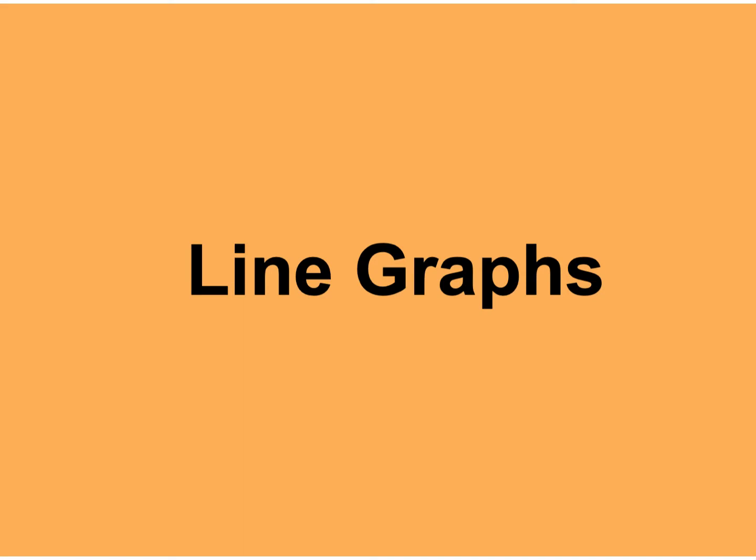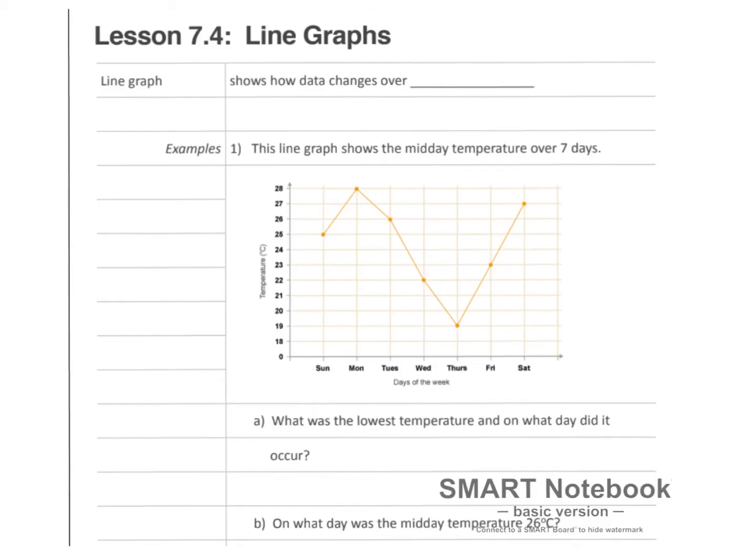So now let's go into line graphs. Again, we're going to start out with our notes. A line graph shows data changes over time. Whoops, let's use a pen instead of a highlighter. Changes over time. So this line graph shows midday temperatures over 7 days.